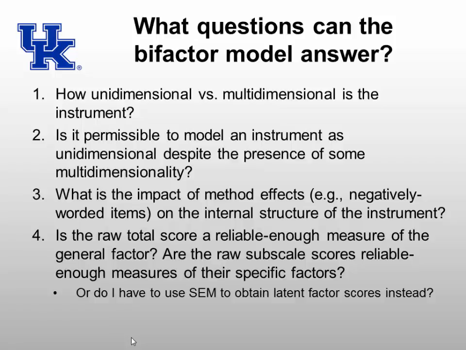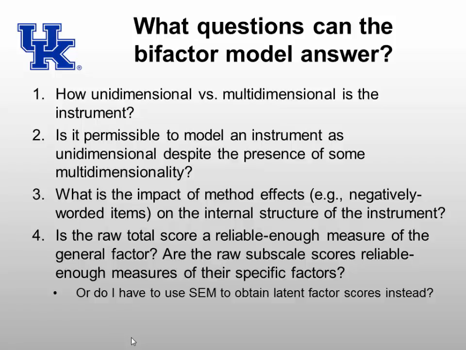Third thing is, what is the impact of method effects, such as negatively worded items, on the internal structure of the instrument? Like with our Rosenberg self-esteem scale example, if you're running into funkiness with item wordings or method effects, this will help you get at that. How influential are those method effects for this instrument?